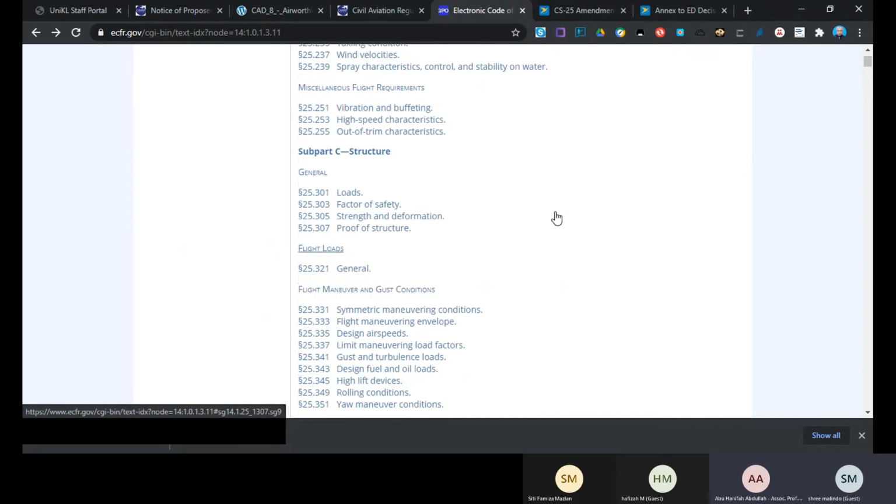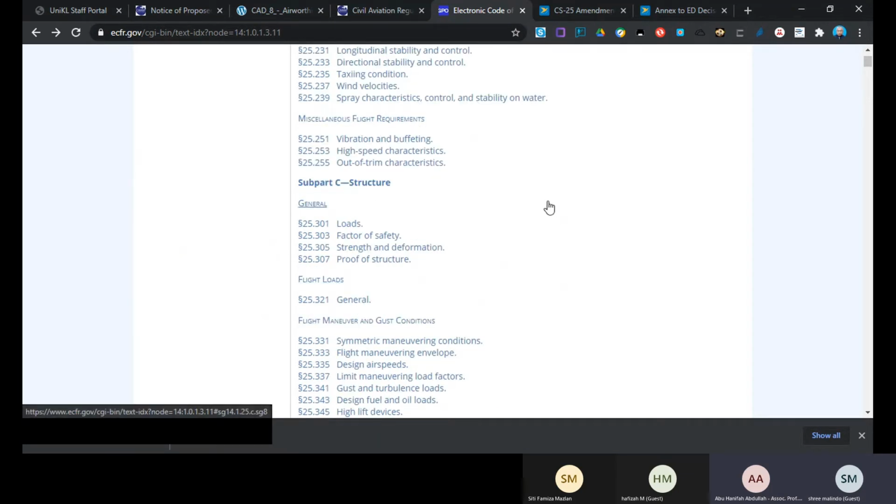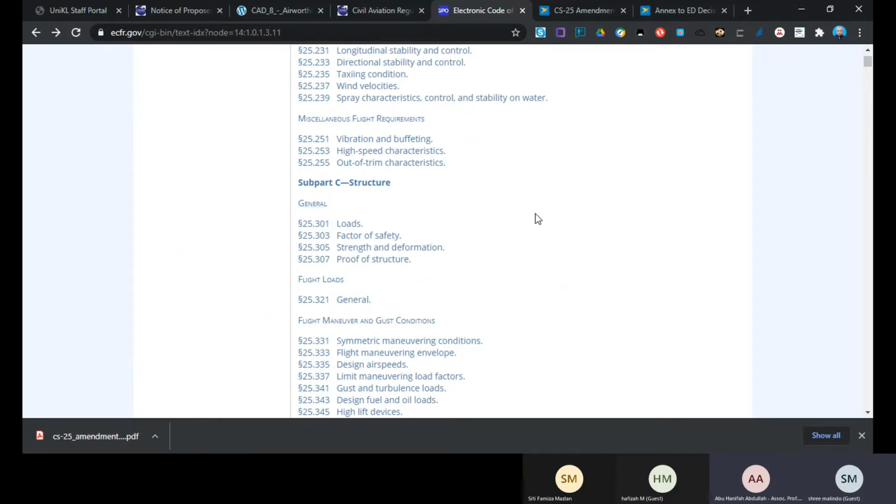Okay, the primary component of the aircraft is the structure. We have the fuselage, the wing, the tail (empennage), and the landing gear. So those are the primary components of the aircraft, because without the structure, we don't have the aircraft.